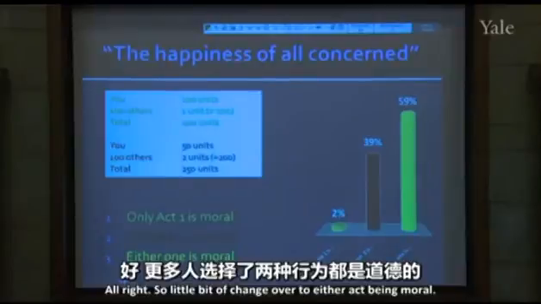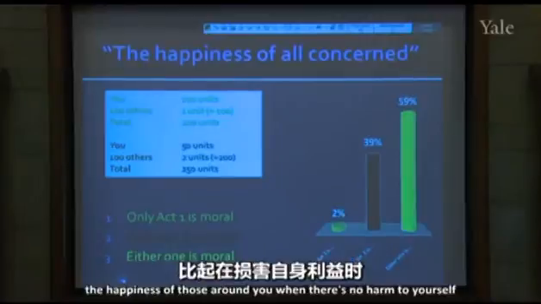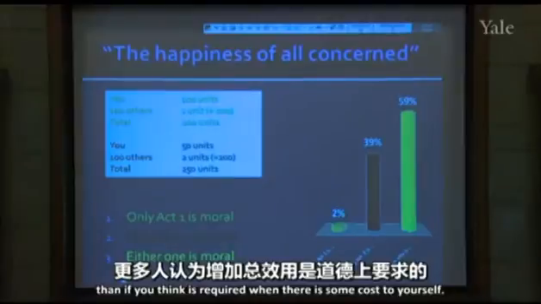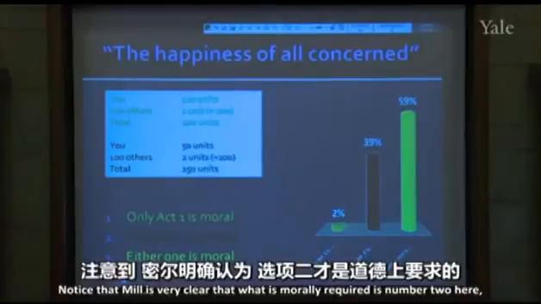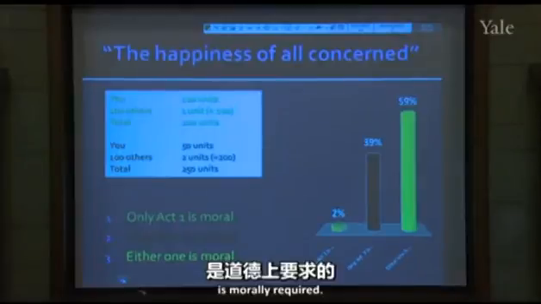All right, so a little bit of change over to either act being moral. More of you think that it is morally required to increase the happiness of those around you when there's no harm to yourself than you think is required when there is some cost to yourself. Notice that Mill is very clear that what is morally required is number 2 here. That only the act which brings the greater amount of utility to the community as a whole is morally required.